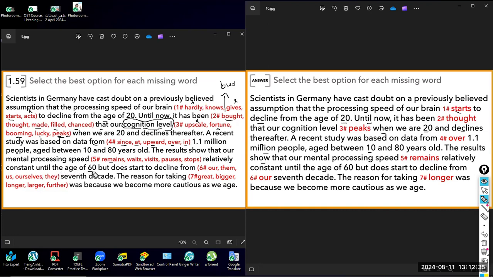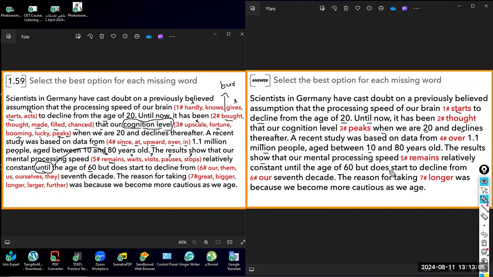relatively constant until we reach the age of 60. So absolutely, I cannot say waits, for example, or visits. I'm not talking about visiting, or pauses for, let me say, a short period of time. Stops, it's not about stops, but still the same, still the same until. So notice that because I have until, I have to say remains the same until the age of 60.